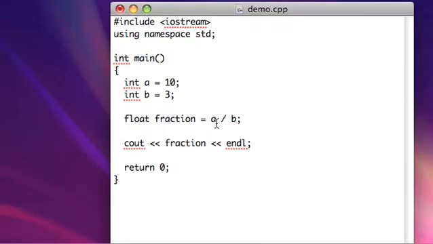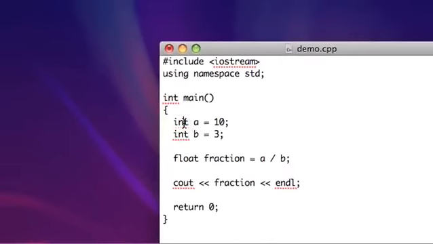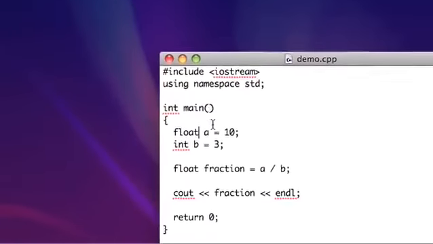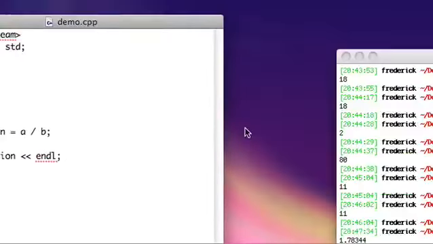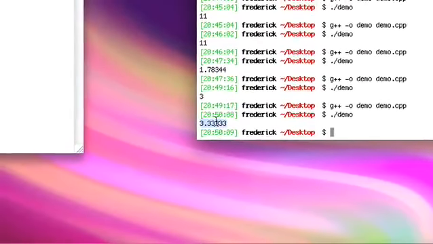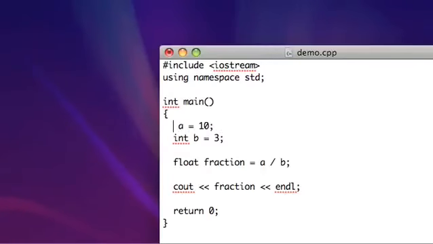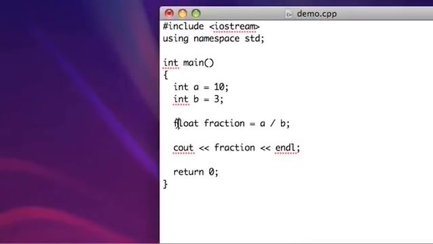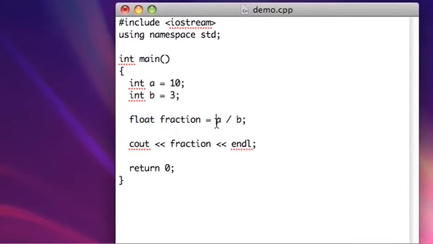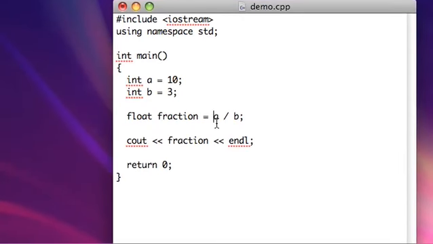If you want 3.333 or a floating number, you need to declare one of these as a float. So if we have float a equals 10, a over b, we should get, yeah, there we go, 3.33333. But if you're being fed integer values and you need to find the fraction, you can do something called type casting, which is really just a clever way of saying convert between integers and floating points. Or you can do it with other data types too.